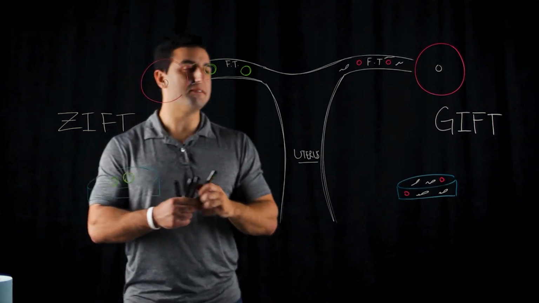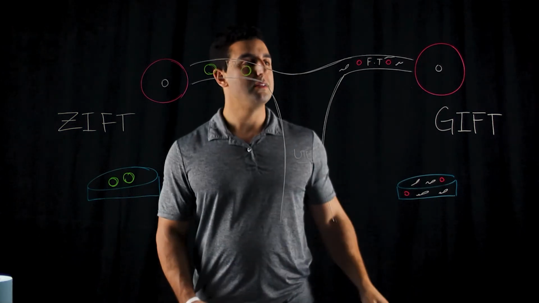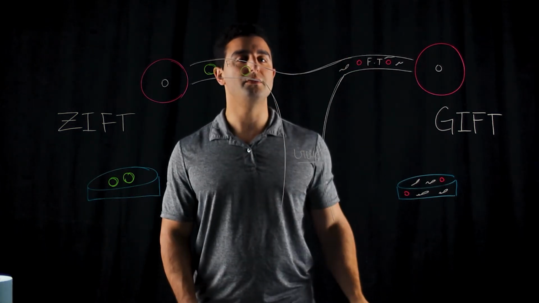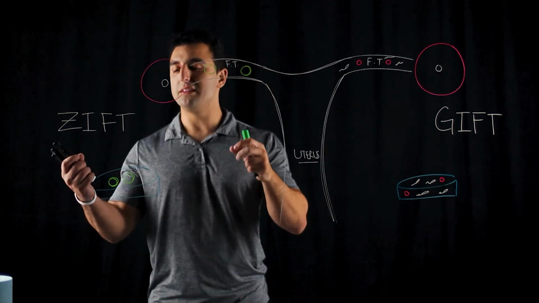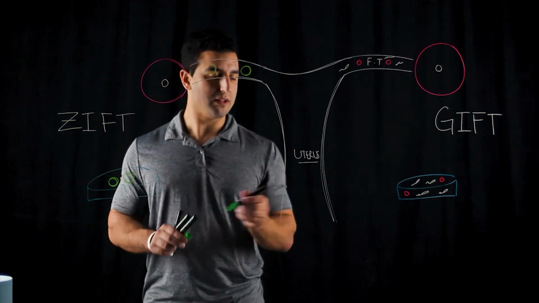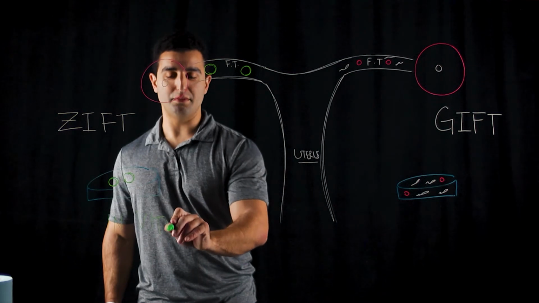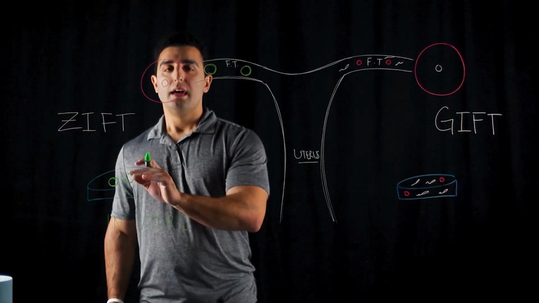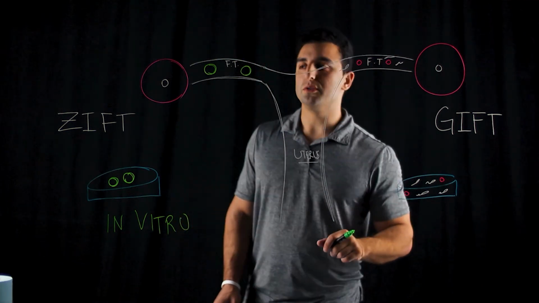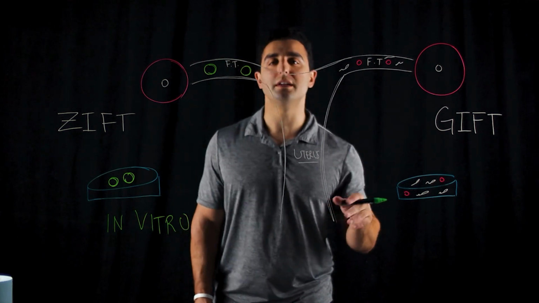So that's the difference between ZIFT and GIFT. So GIFT happens separately, so the gametes are separate before they enter the fallopian tube, whereas ZIFT, the sperm and egg combine in vitro, so outside. So let's write that. So in vitro fertilization. This is an example of in vitro fertilization. And so then that fertilized egg or that zygote gets transferred to the fallopian tube. So these are the two different styles of intrafallopian transfer.